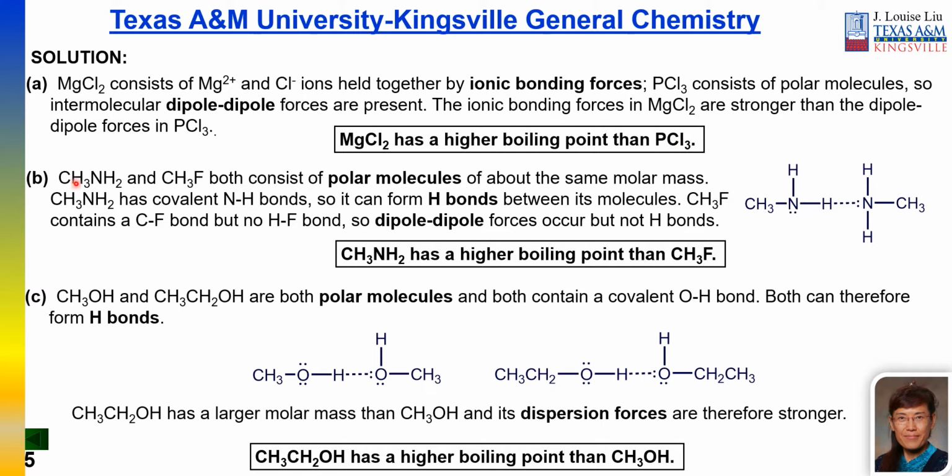Group 2, CH3NH2 and CH3F. Both are organic compounds, both are polar molecules, and they have the same molar mass. If you calculate it, they have the same molar mass. In your CH3NH2, this is a methylamine.